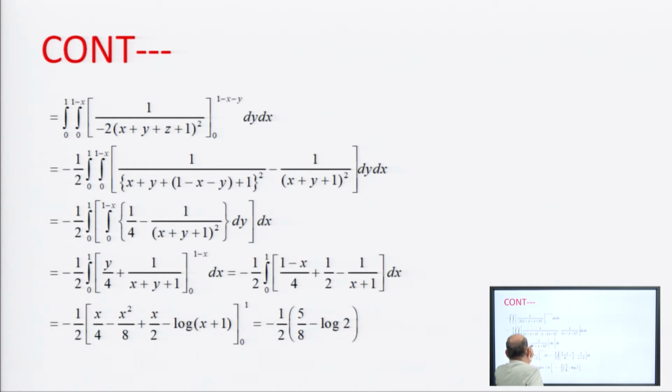After solving, we get 1 by 4. This and this cancel out, x and minus x cancel out, y and minus y cancel out, and we get 1 here. 1 and 1, 1 plus 1 is 2, 2 squared means 4, so 1 by 4 minus this.